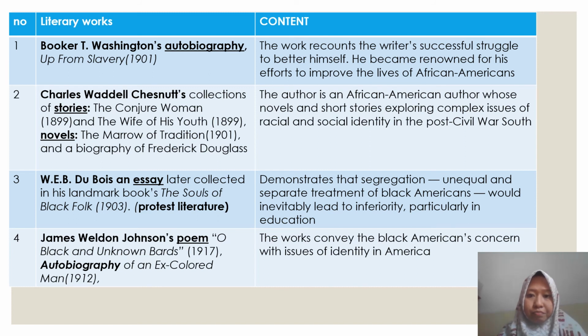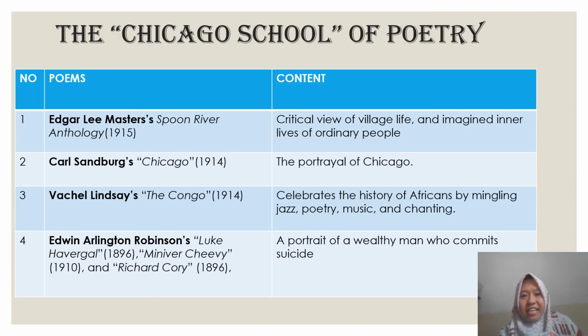Okay, and then the poem by James Weldon Johnson. This poem conveys the Black American concerns with the issues of identity in America. Okay, now we go to another genre of literature. That's poetry. Yeah? The poetry here is famous for the Chicago School of Poetry. Yeah. And then the leading figures here are Edgar Lee Masters, Carl Sandburg, Vachel Lindsay, and Edwin Arlington Robinson.